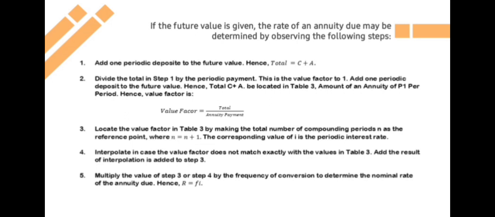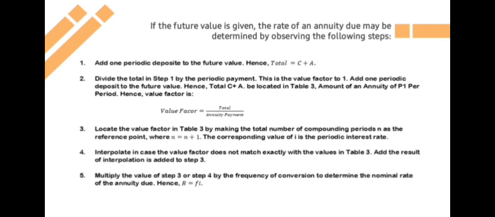When the future value is given, we can observe the following step. So, dito naman is i-add natin yung future value sa periodic payment. So, yung sa present value is i-deduct natin yung future value sa periodic payment. Dito sa future value naman is i-add natin yung periodic payment sa future value. The next is i-divide din natin siya sa annuity payment. Gaya ng procedure 2 din dun sa present value.